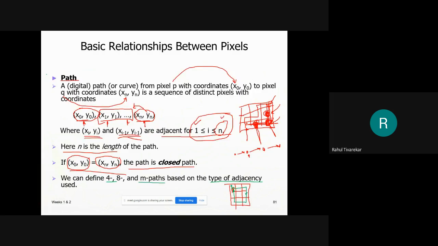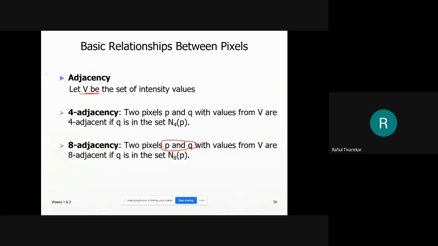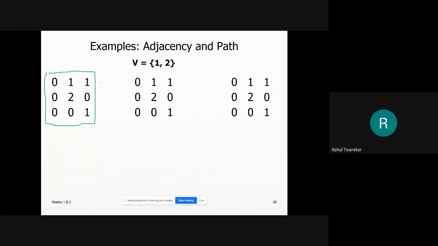And as I said, when discussing adjacency, we will be given some set V, which will contain some of the pixels from the given image. So here, in this case, the image contains elements 0, 1, and 2, and set V is given, which is containing only elements 1 and 2.